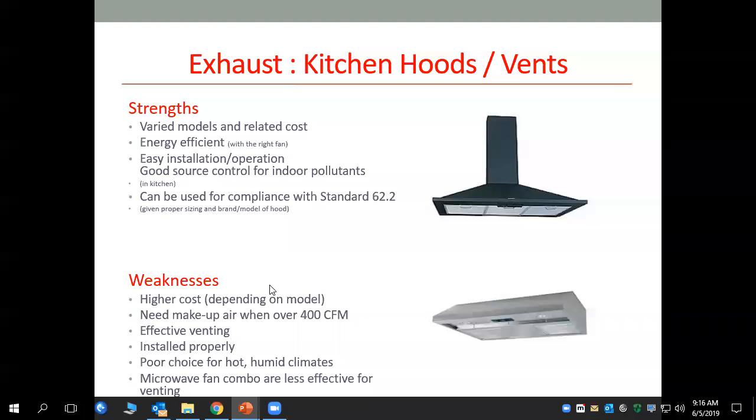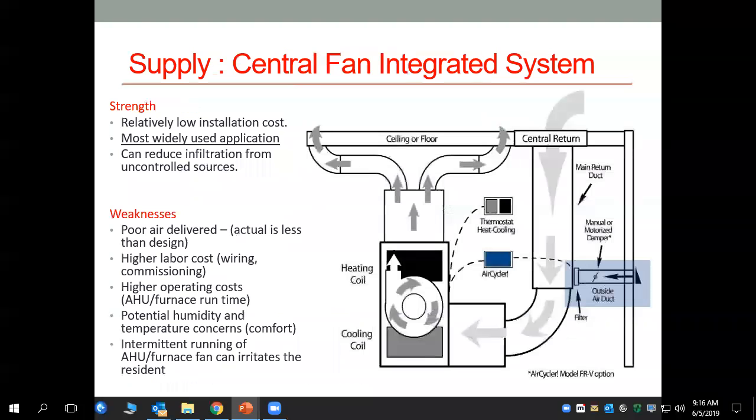Again, the house is under a negative, potentially a lot of times, especially with your higher CFM hood and your microwave fan combo, which are less effective for ventilating.